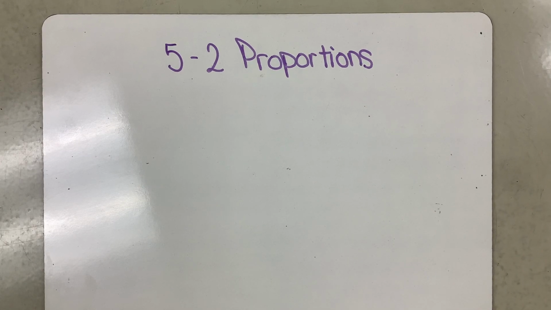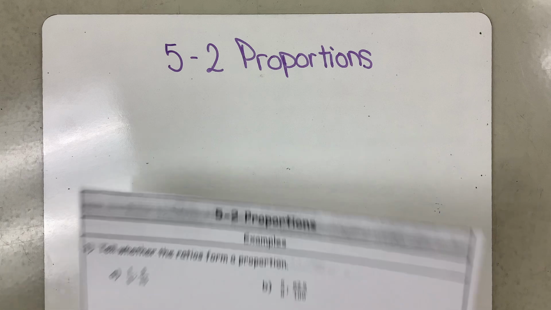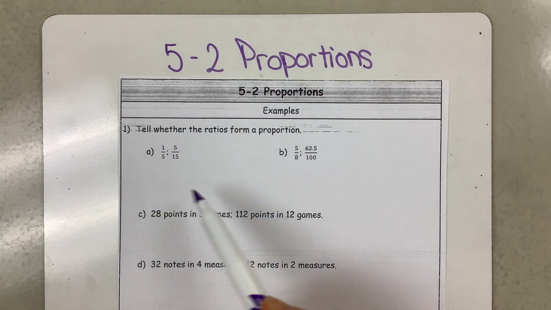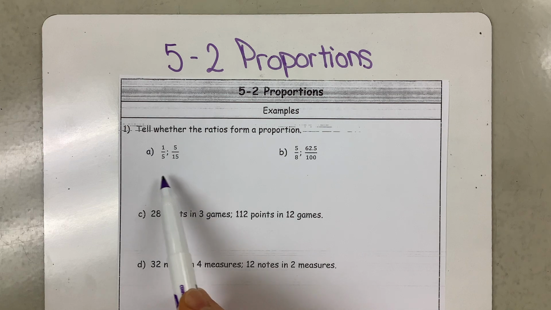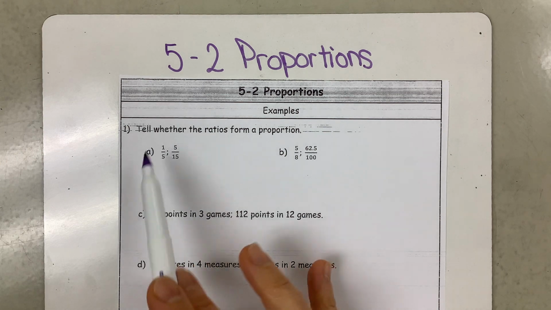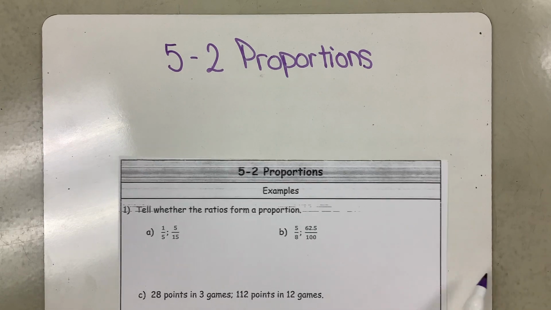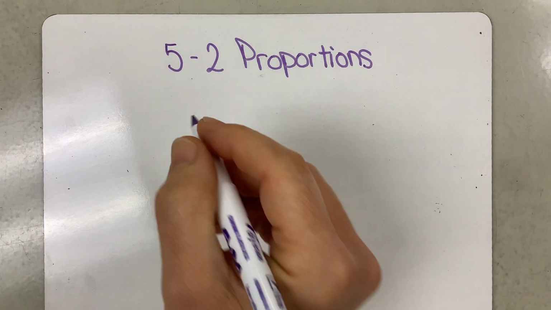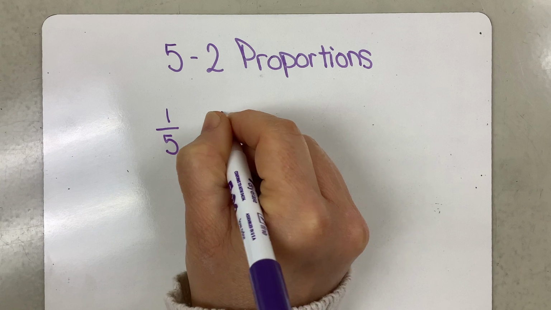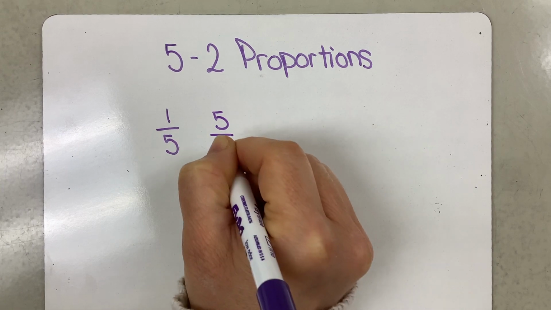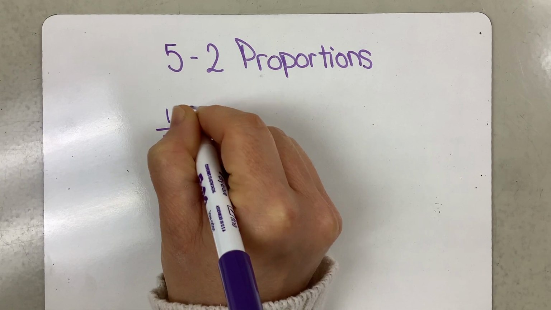Welcome back. We are going to be looking at section 5-2. This is about proportions. This is the page that I'm going to be working on. The first one we're going to be working on is number 1. We want to tell whether the ratios form a proportion. So we are looking at 1/5 and we want to compare it to 5/15. Basically, we want to know, are these equal?